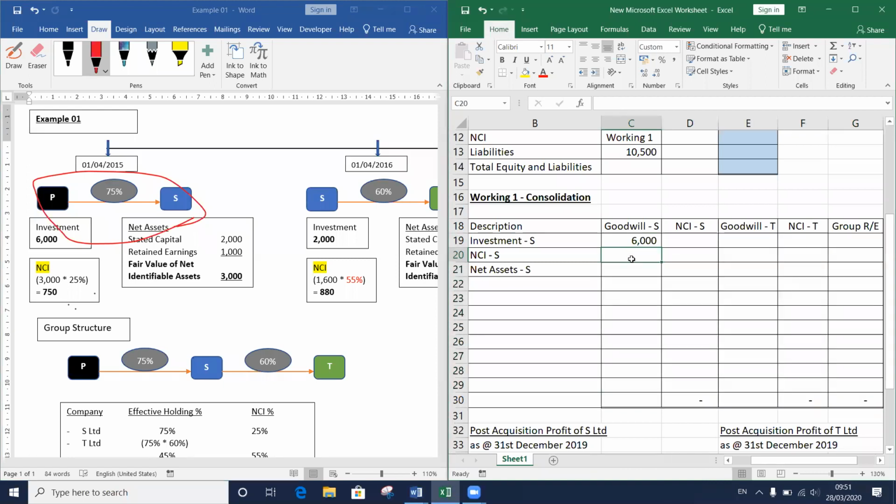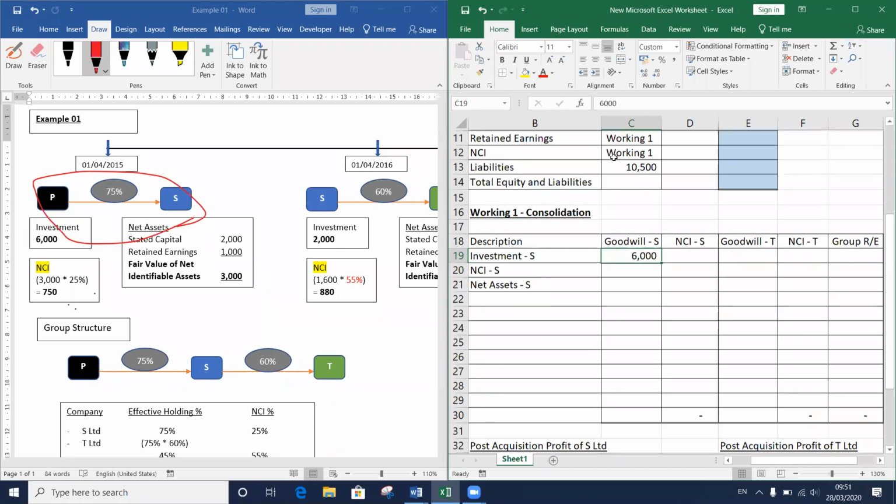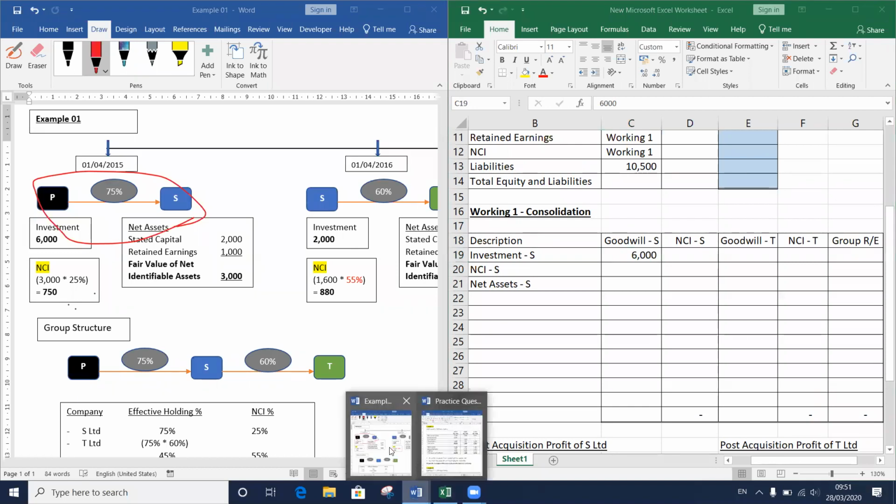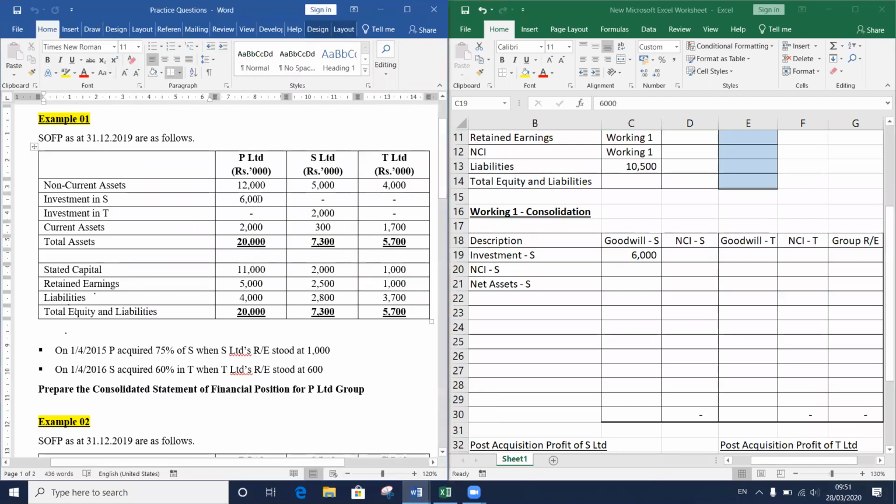Right. 6,000. This is a double entry. What I have done here is I have credited the investment account of P, and I have debited it to the cost of control account of S. That is what I have done here.